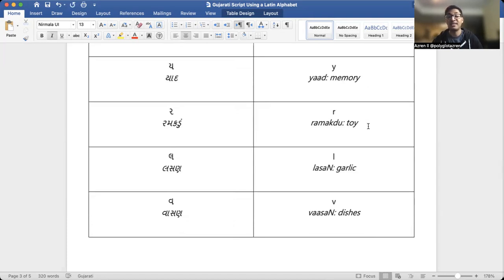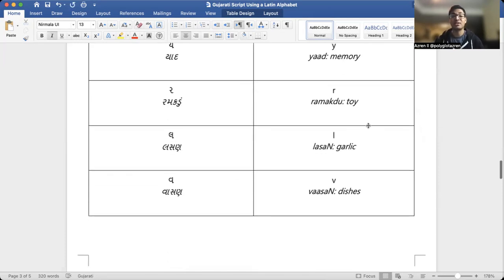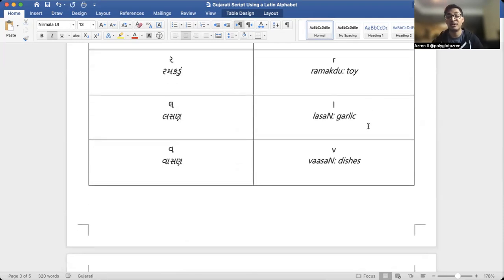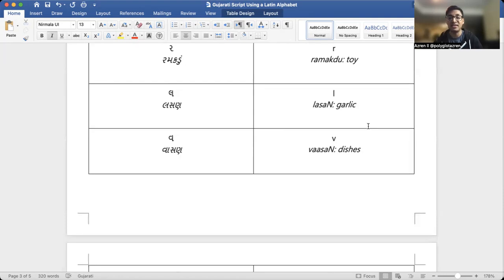Ya, such as the word yad. Yad is like memory or maybe like remember. Depends on how you use it, I guess. But ya, such as yad, is written with the lowercase y. Ra, such as ramakru. Ramakru means toy, like an action figure, for instance. That's written with the lowercase r. La, such as the word lasan. Lasan is garlic. That's written with the lowercase l. Va, such as vasan. Vasan means dishes, as in I'm washing the dishes. That is a lowercase v. V like Victor.